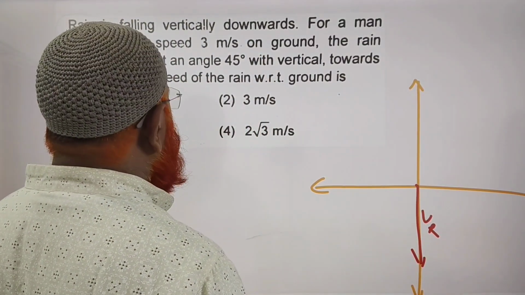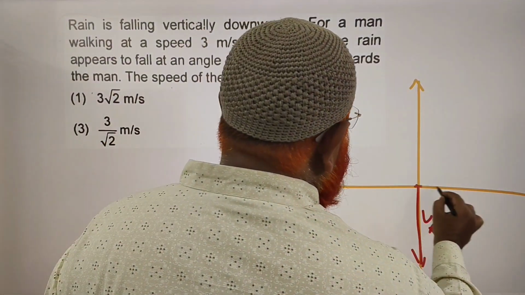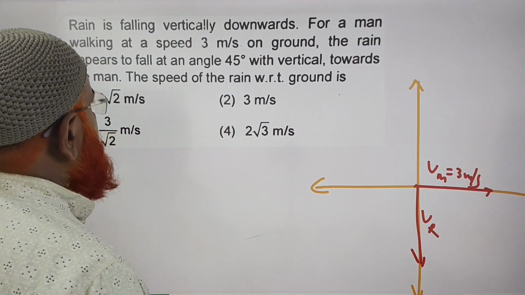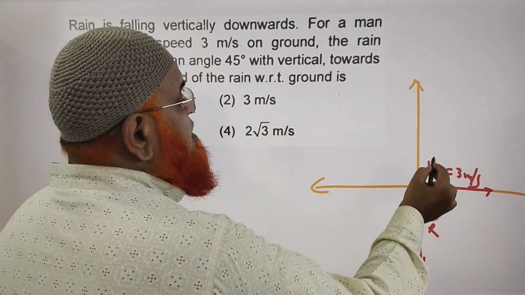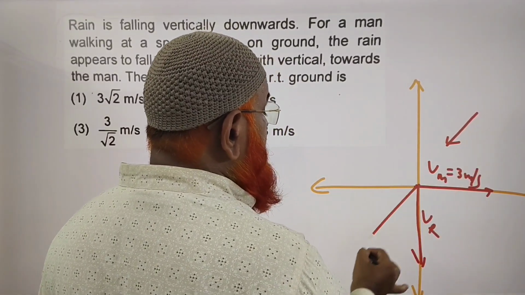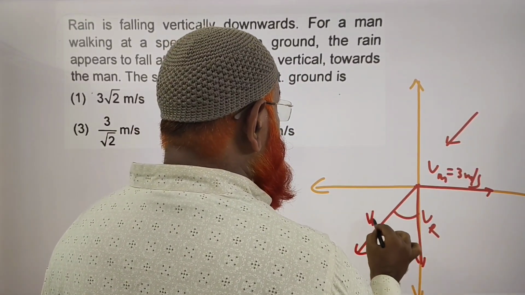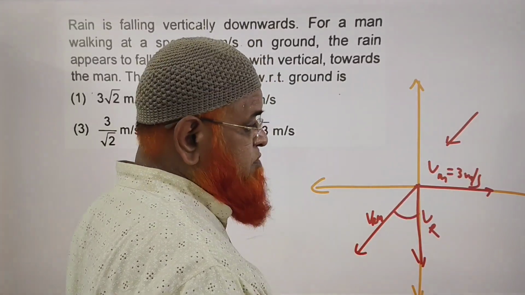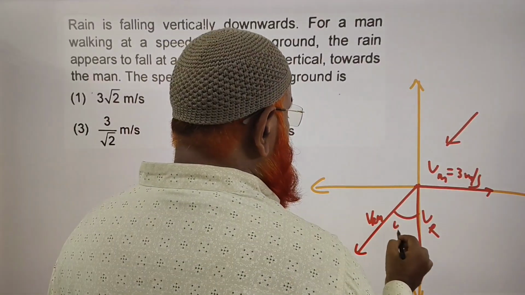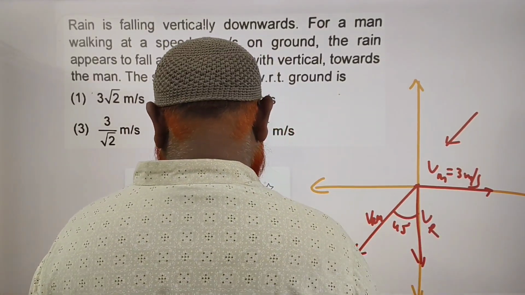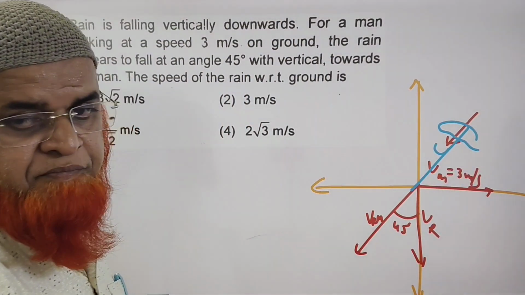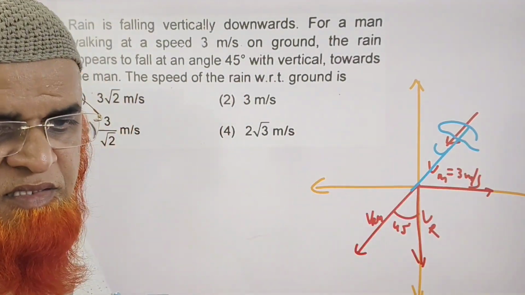For a man walking with a speed of 3 meters per second on the ground, rain appears to fall at an angle of 45 degrees, meaning rain is coming like this. That also we have to start from the origin only. This is not the actual rain, because actual rain is falling downwards, but as he is going forward, it appears to be making 45 degrees. So this is theta, 45 degrees. That means he has to hold the umbrella like this, as he is going forward.